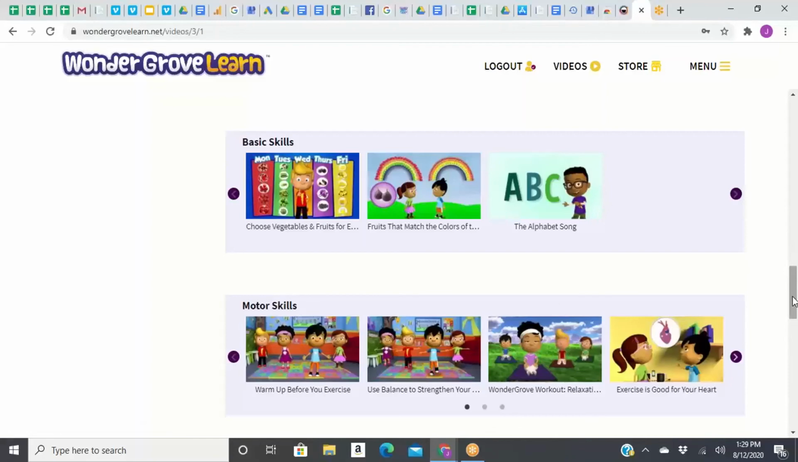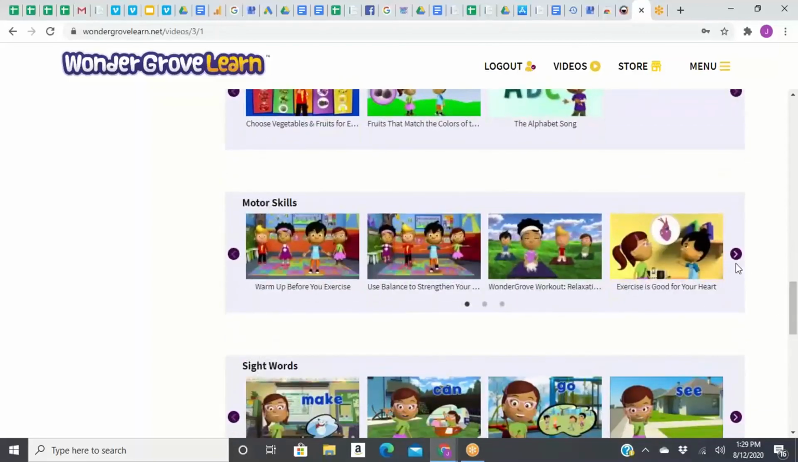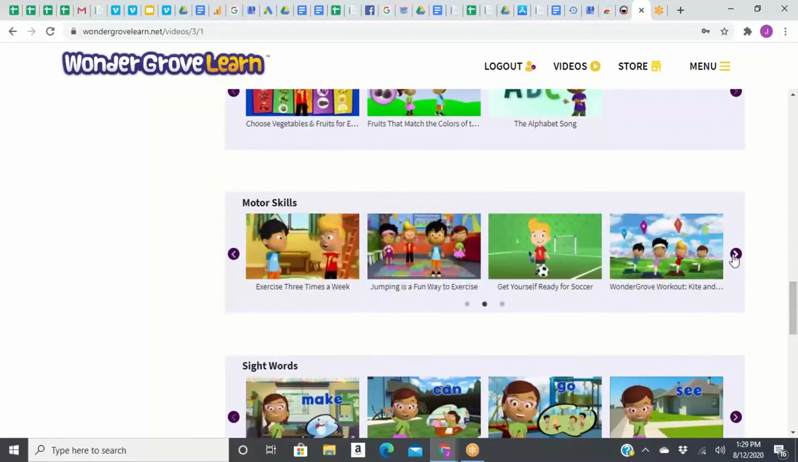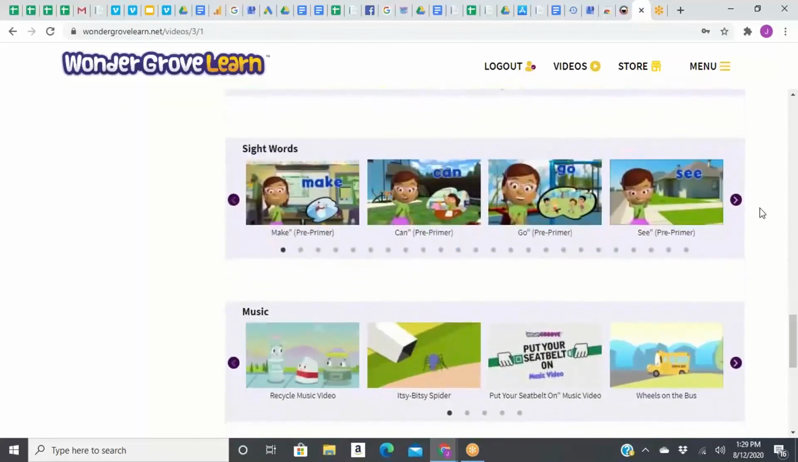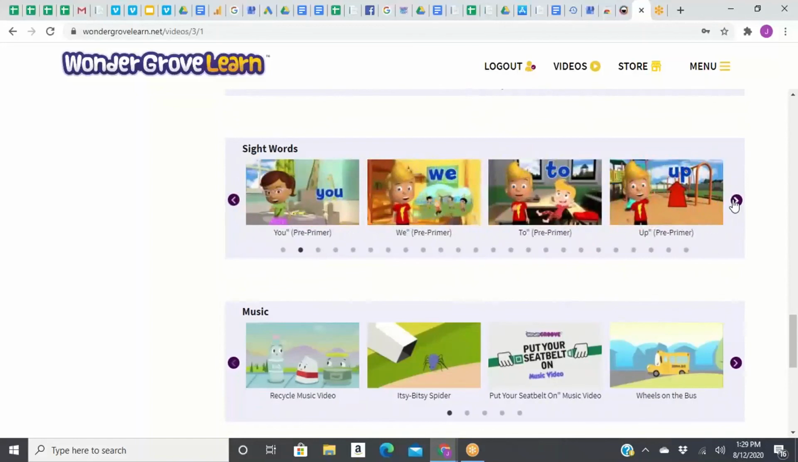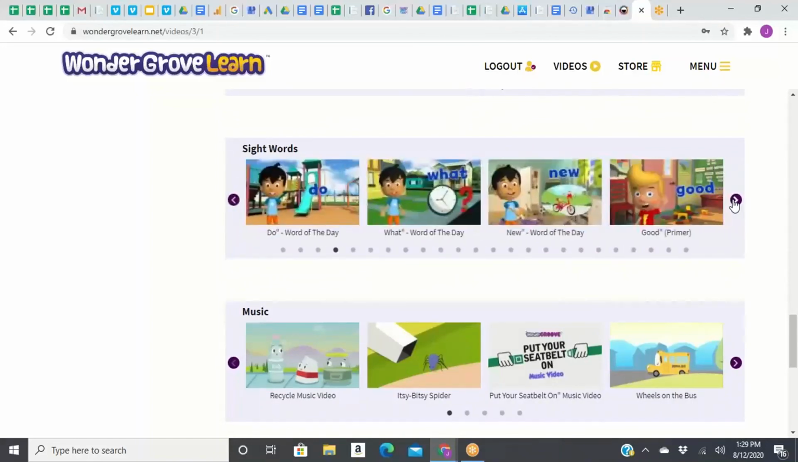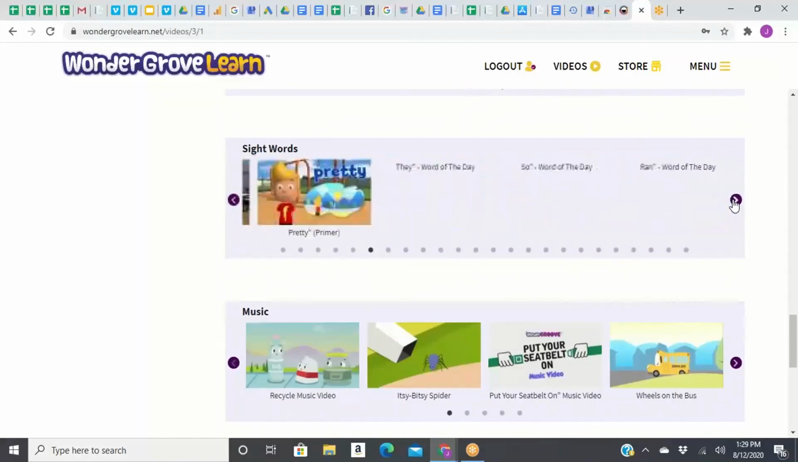Motor skills, I used these videos for brain breaks and some of the stretching and balancing ones when kids would come back in from recess and I needed them to get calmed down. Sight words, we used one of these. We watched one of these every day. We watched one of these for our word of the day. So you can see you've got your pre-primer sight words here and then some primer ones.